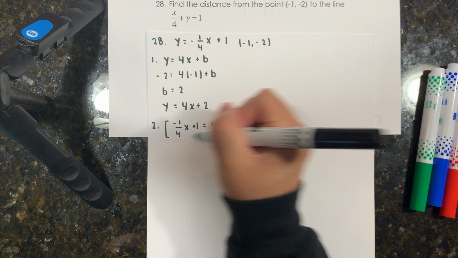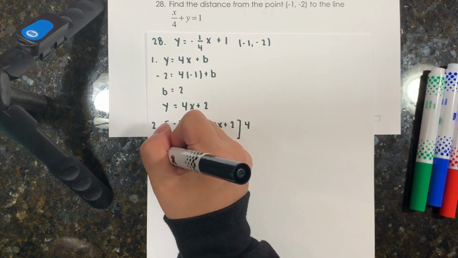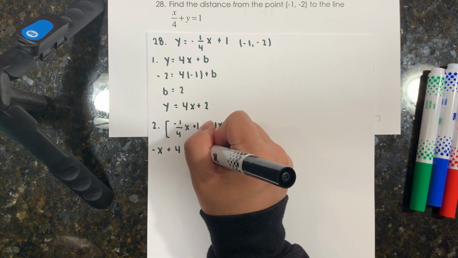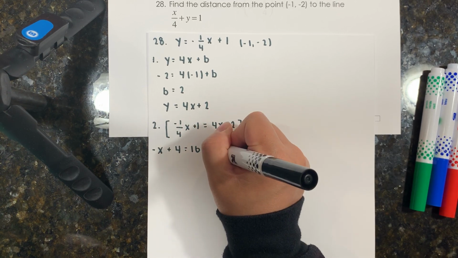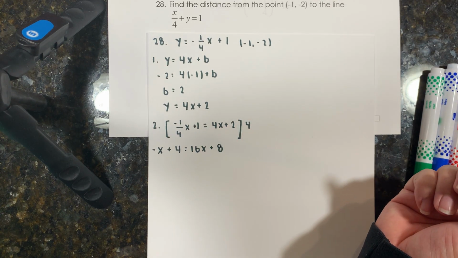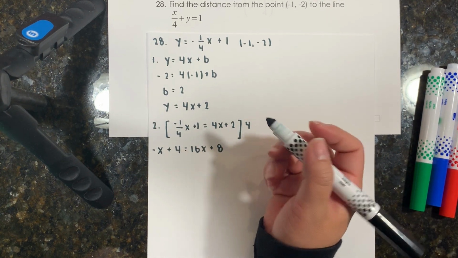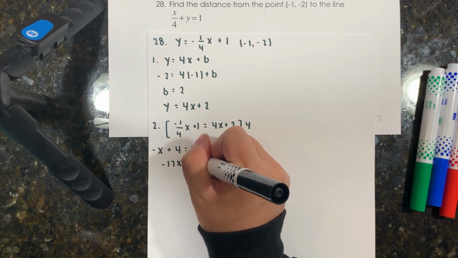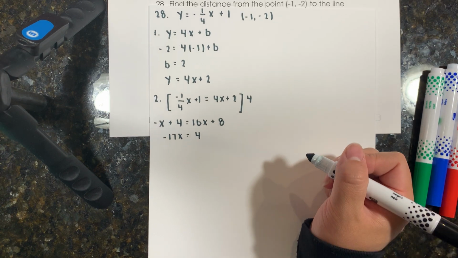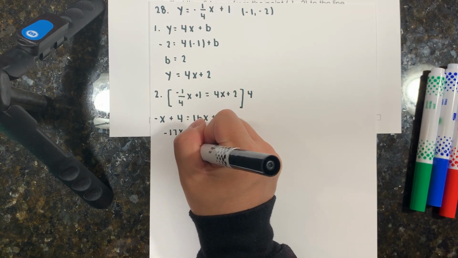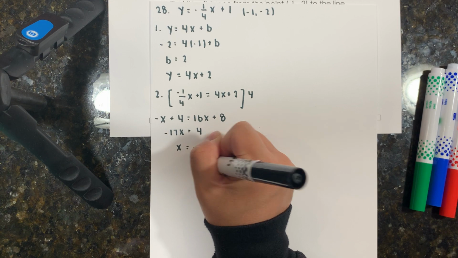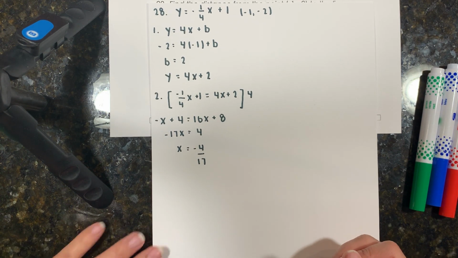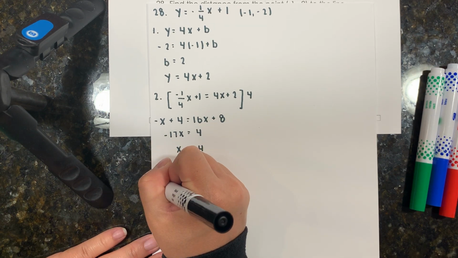You can multiply this whole thing by 4 to get rid of the denominator. Should be negative x plus 4 equals 16x plus 8. So if I move the 16 to the other side, I get negative 17x equals 4. Which means that x is going to be negative 4 over 17, which seems like it's going to be a nightmare. Now, part 3 is to solve for y, so you have to plug that into one of your equations.